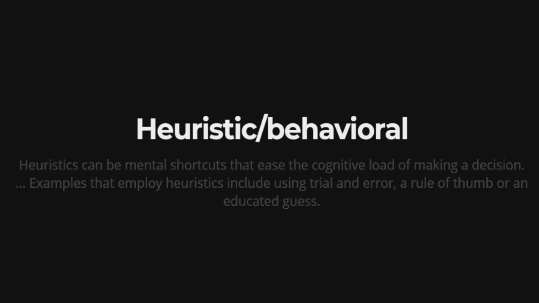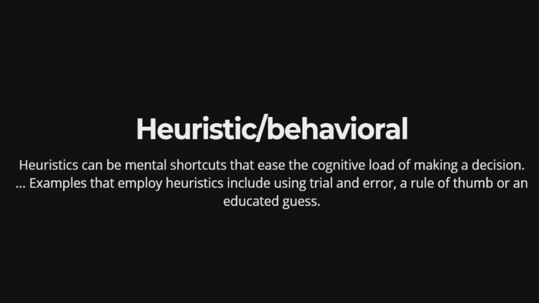Heuristic/behavioral. Heuristics can be mental shortcuts that ease the cognitive load of making a decision. Examples that employ heuristics include using trial and error, a rule of thumb, or an educated guess.